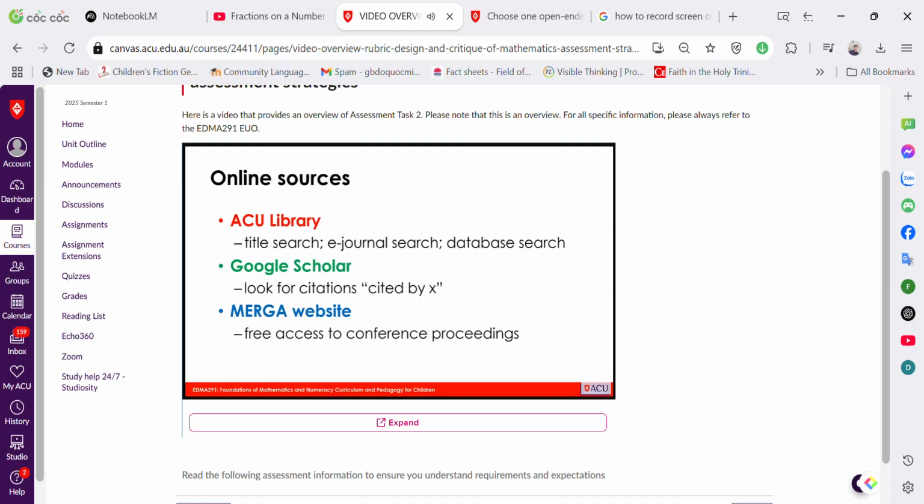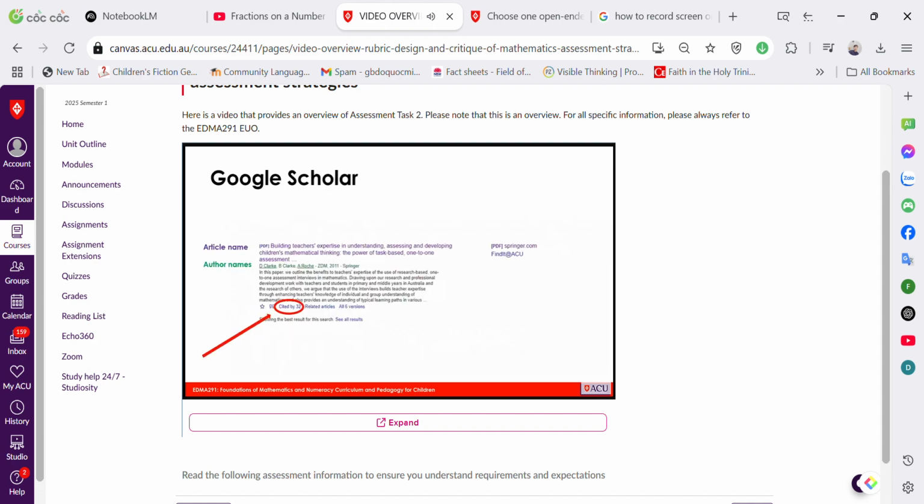Online sources will be the ACU library. I use that a lot and I find that really helpful, but I also use Google Scholar. Google Scholar is where I do what's called ancestry mining, and I'm going to tell you a little bit about what that means by looking at the citations and also looking at what references are used. If I find a really good paper, I read it and I go, this is helpful. I then go to the reference list and see, have those authors used any references that I think I should use? The Merger website is also really helpful.